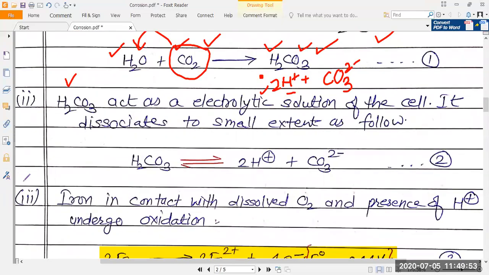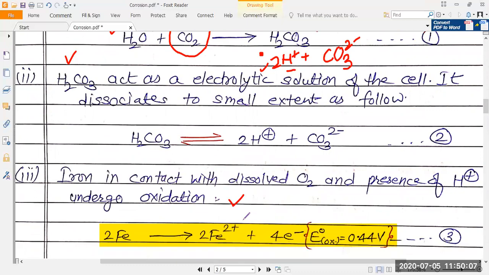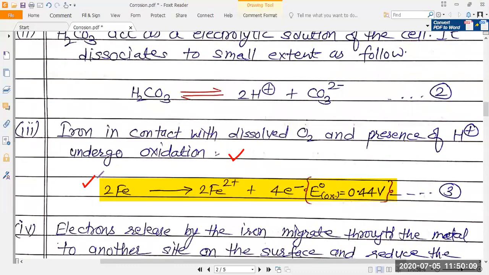Third, this is our second point: iron in contact with dissolved oxygen gas and in the presence of H plus ions undergoes oxidation. How oxidation occurs, we have discussed earlier. That means each iron atom releases two electrons. So to balance the chemical equation, we take two iron atoms. Two iron atoms release four electrons, and it is the anodic electrode of the electrochemical cell.